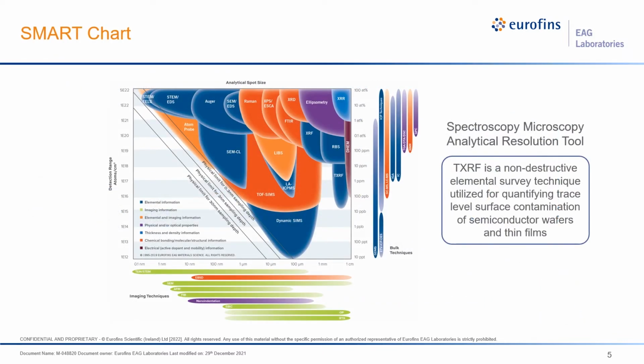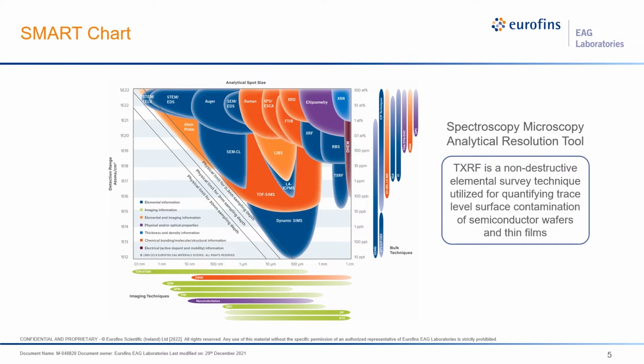So let's start talking about the SMART chart, which is our unifying figure across all of our webinars that we've been giving this year. SMART stands for spectroscopy, microscopy, analytical resolution tool. It shows the techniques we have available at EAG, plotted to show their attributes related to both detection limit and analytical spot size. Another way to think about SMART, which I prefer a little bit, is think of it as show me all the right techniques.